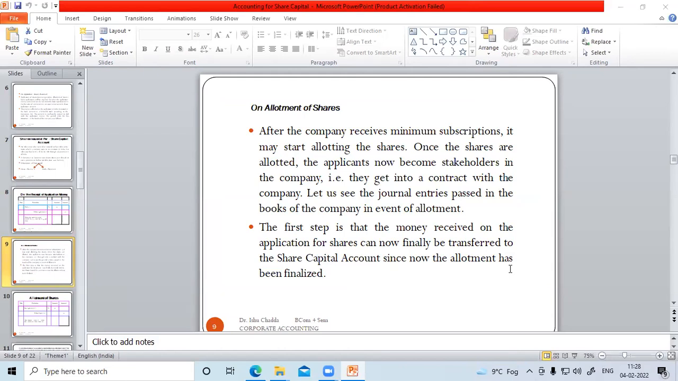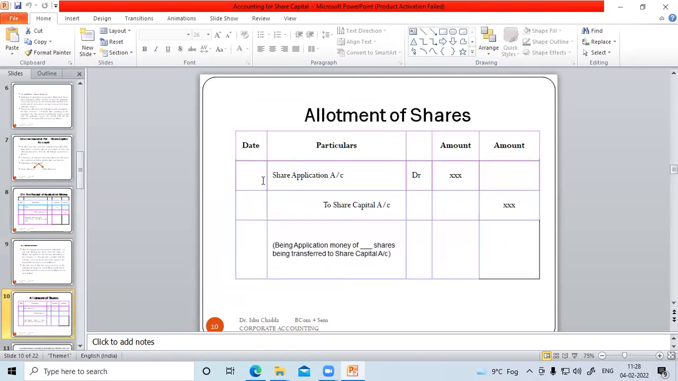Let's see the general entries passed in the books of the company in the event of allotment. The first step is that money received on application for shares can finally be transferred to the share capital account since the allotment has been made. Let's see the entries for allotment of shares. The share application account must be debited and the share capital account credited. That means the money has been transferred from the share application account to the share capital account whenever you allot shares to the shareholders.